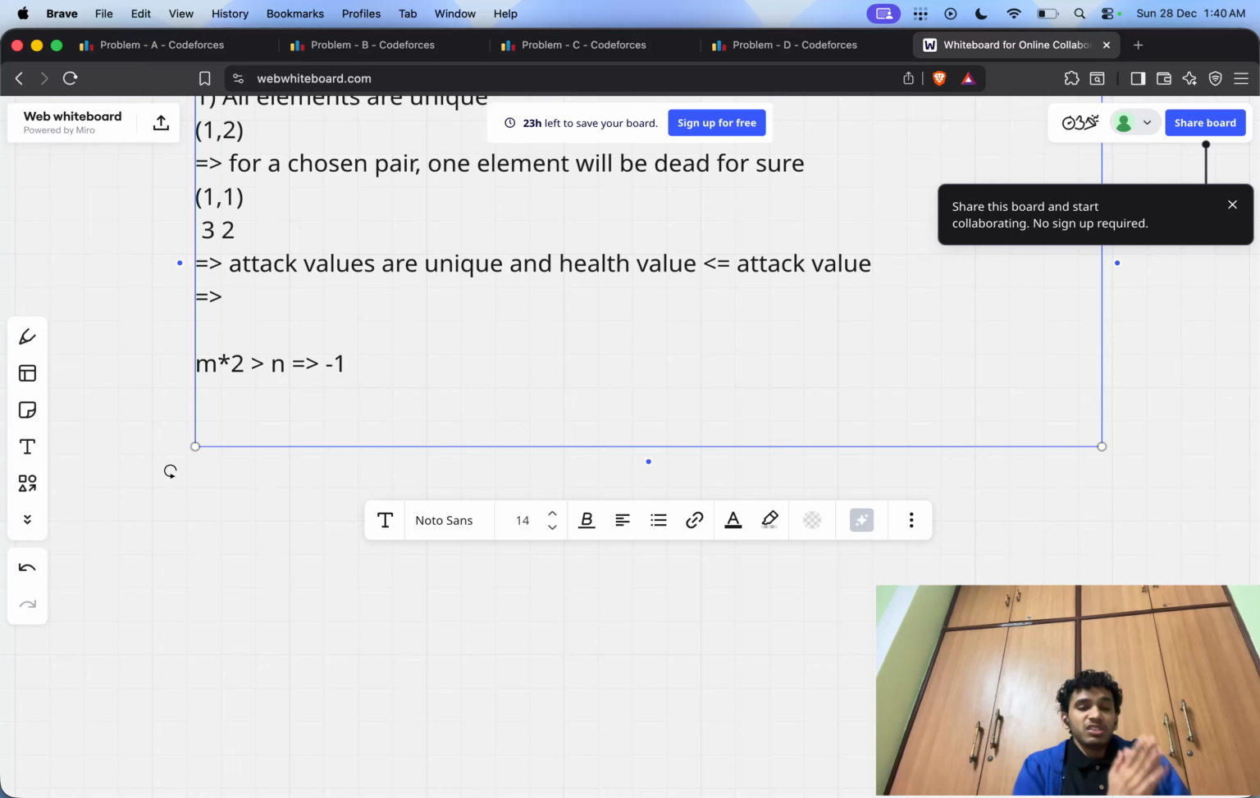Because these number of pairs can never be made up. We can never make such number of pairs. Now let's move to another scenario.